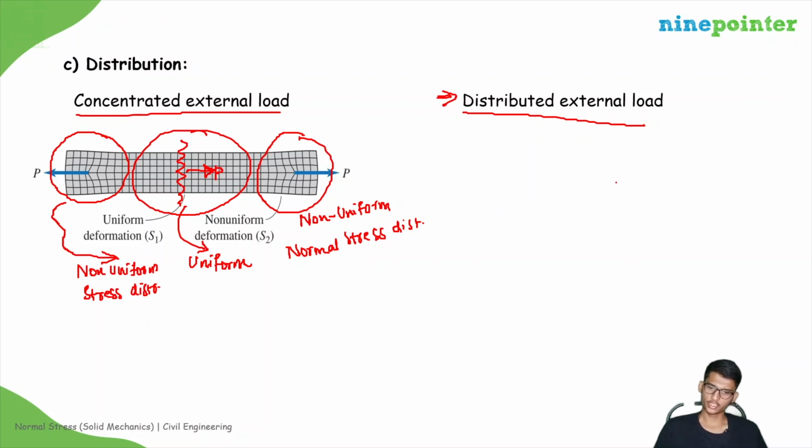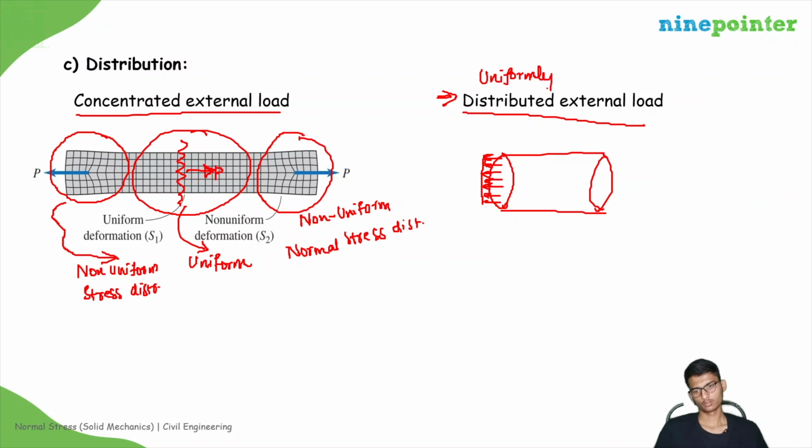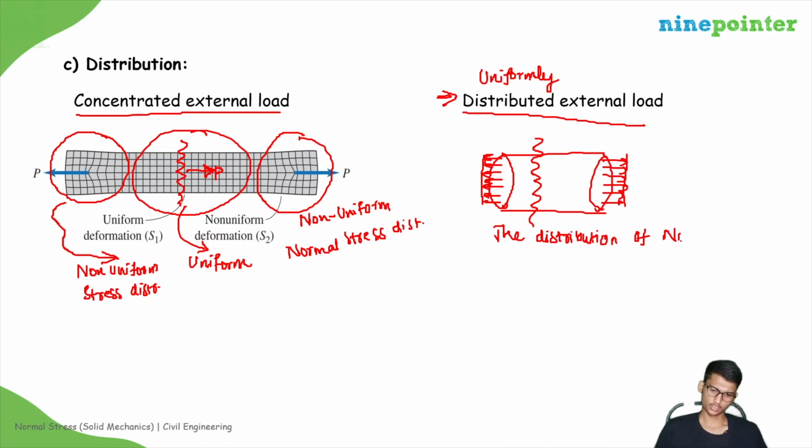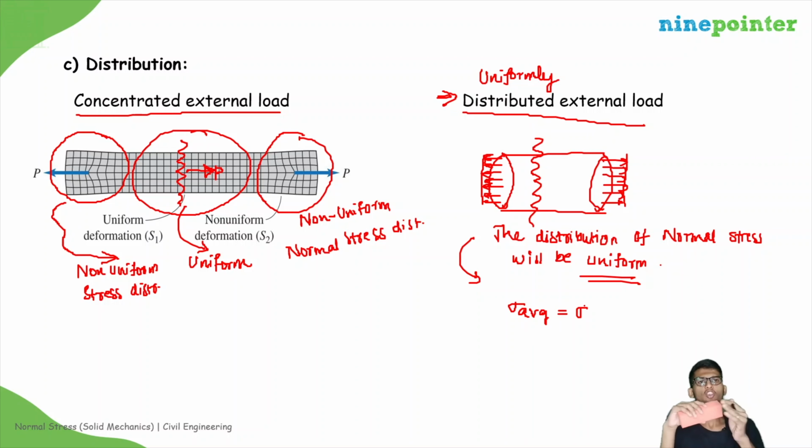But if you see distributed external load, meaning if you take a member and you apply a uniformly distributed load, then you cut any cross section, the distribution of normal stress will be uniform, right? It is clear. So here sigma average will be equal to sigma, because the entire cross section will have the same normal stress. So sigma average will be equal to sigma, that will be equal to P by A.